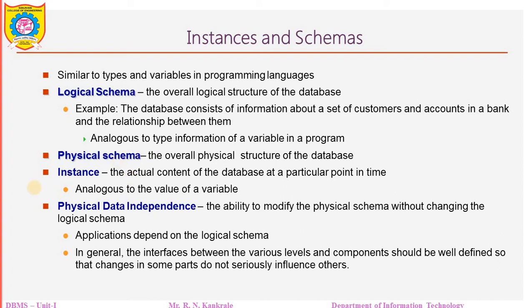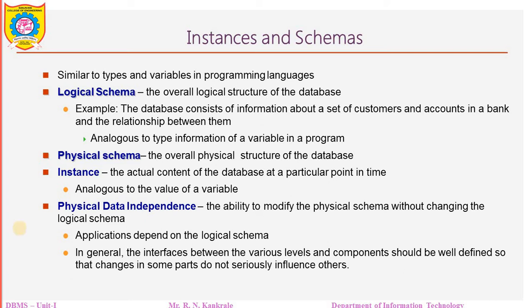Similarly, in a database, if there are 2 records in a table, then we say that there are 2 instances of that table. If there are 3 records at time t equal to 2, then we say that there are 3 instances at that particular time.